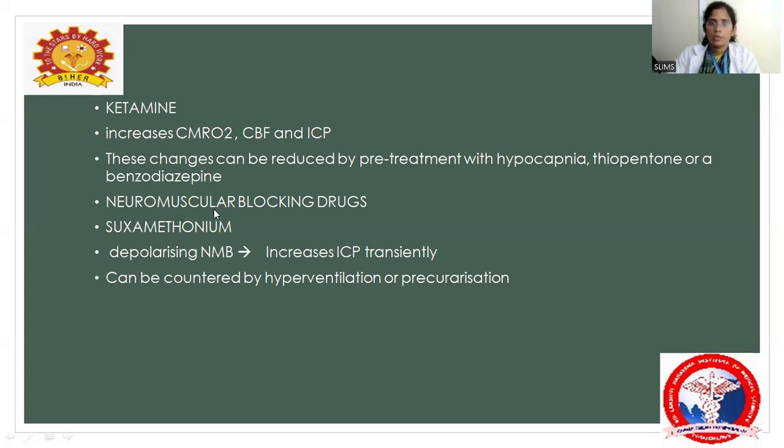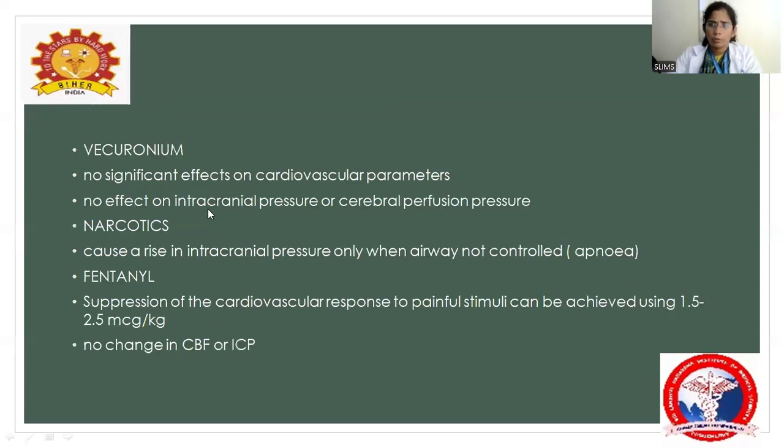Neuromuscular blocking drugs, suxamethonium. It is a depolarizing neuromuscular blocker, which increases ICP, but this increase in ICP is only transient. Then the question arises, should we use suxamethonium for neurosurgery cases? Yes or no? The answer is, because most of the head injury cases will be difficult airway cases because of associated airway trauma, right? If you feel that you cannot intubate this patient using a non-depolarizing muscle relaxant, and if only suxamethonium is available, then suxamethonium is preferably used for neurosurgery cases. But if you see that the airway of the patient is good, if there is no blood aspiration, then you can go with non-depolarizing muscle relaxants, preferably rocuronium.